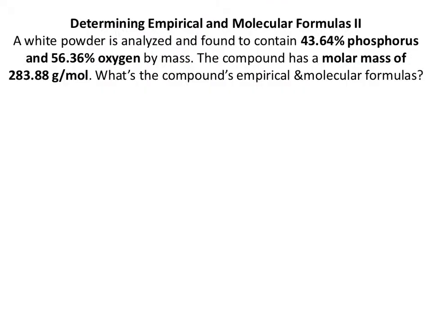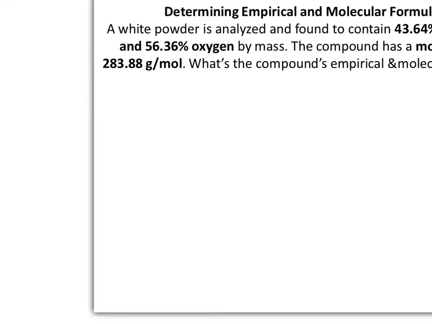All right, a white powder is analyzed and found to contain 43.64% phosphorus and 56.36% oxygen by mass. The compound has a molar mass of 283.88 grams per mole. What is the compound's empirical and molecular formulas? Okay, so let's just work it the exact same way. We'll zoom in right here.